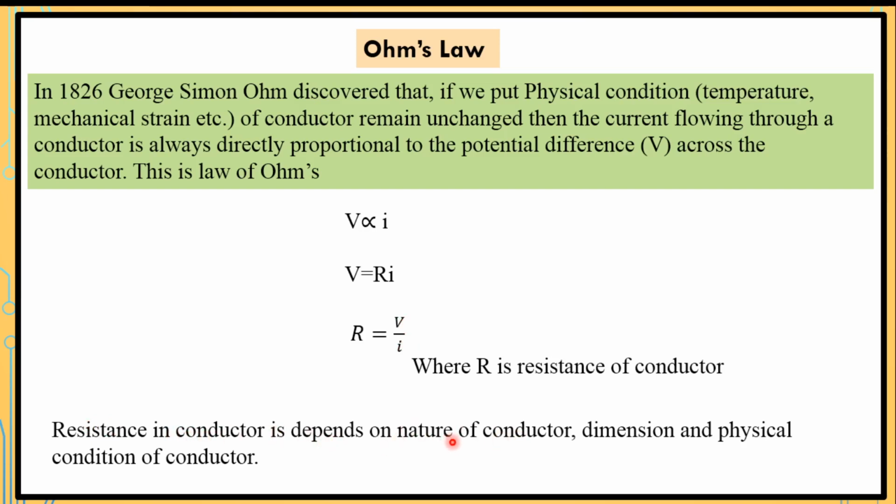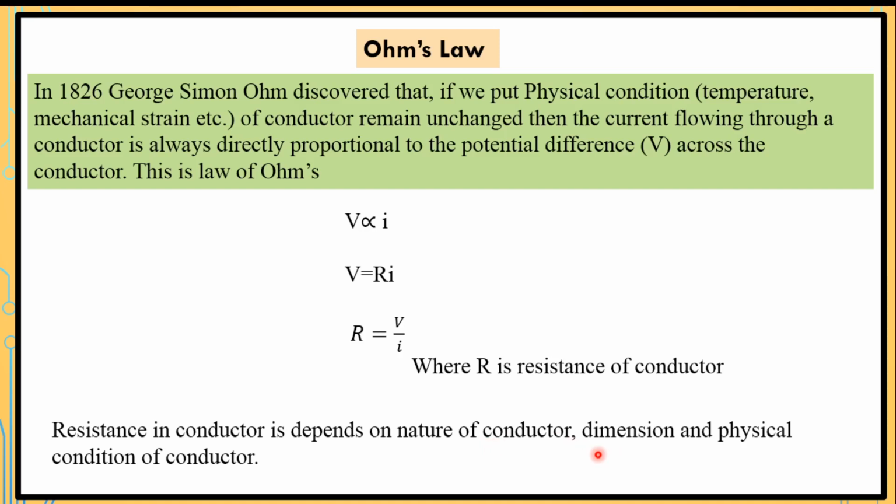So resistance of a conductor depends on the nature of the conductor. If we change the conductor material, suppose first we take silver, then we take mercury or any other metal, we can say that the resistance is different for different materials. In an insulator the resistance is more, in a conductor the resistance is less. So that depends on the nature of the conductor.